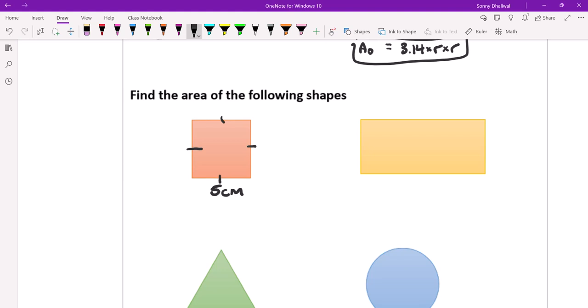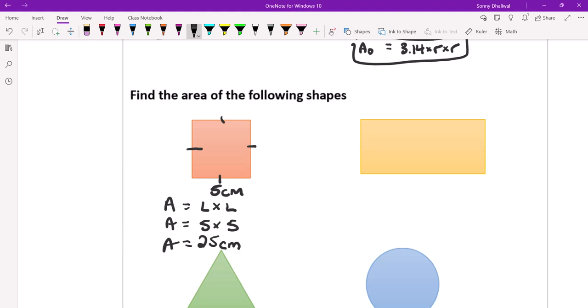Okay, remember the process. First step, I want you to write out the equation. Area is equal to length times length, or side times side. Second step, replace the letters with the values. So our length is 5. So area is 5 times 5. Last step, calculation. Area is what number? 25 centimeters.